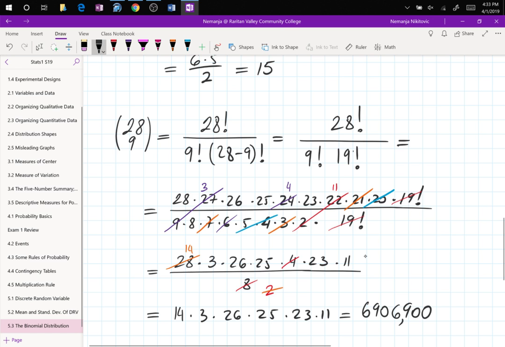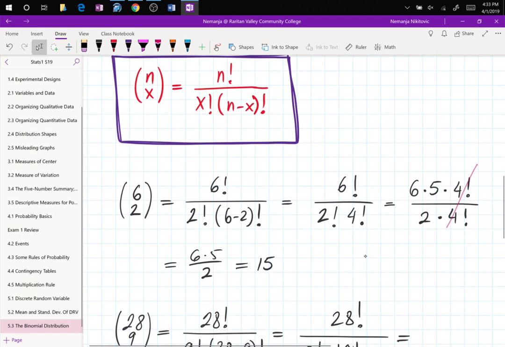$6,906,900. That's almost 7 million on that binomial coefficient.